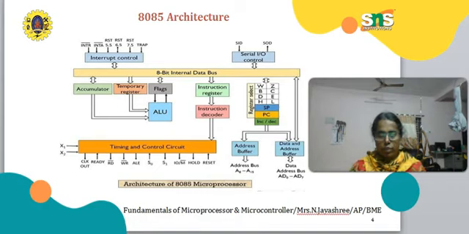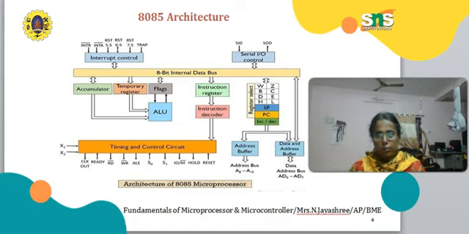Next one, serial I/O control. If you want to access data serially, serial input data and serial output data, we need to use this serial I/O control. Next one, accumulator. The accumulator is used to perform arithmetic and logic operations, and almost all the results are stored in this accumulator. Next are the temporary registers, flag register and ALU.